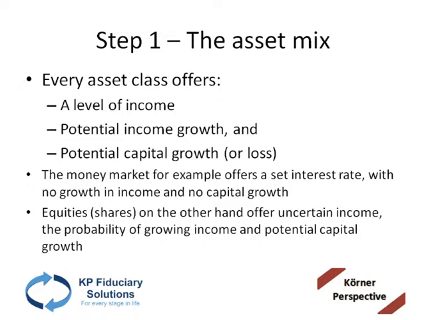Okay, so in terms of the asset mix, every asset offers you firstly a degree of initial income, secondly the prospect of some degree of income growth, and thirdly the possibility at least of some degree of capital growth, gain or capital loss. So a money market instrument, which is very suited to conservative investors, offers a high degree of certainty of what you're going to get in terms of interest, offers no income growth, and no capital growth either.